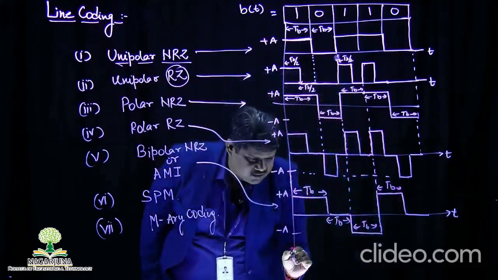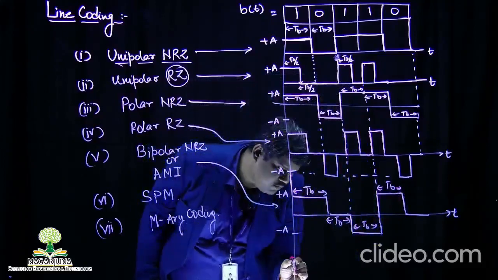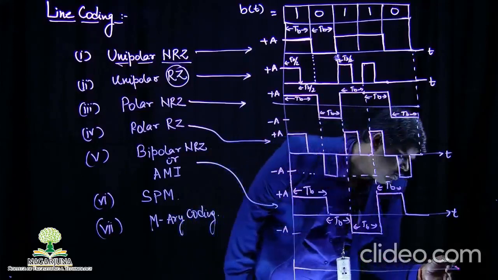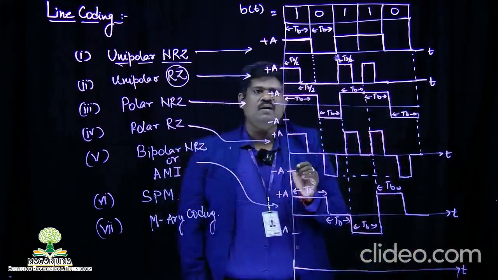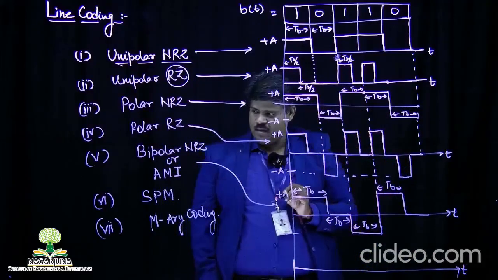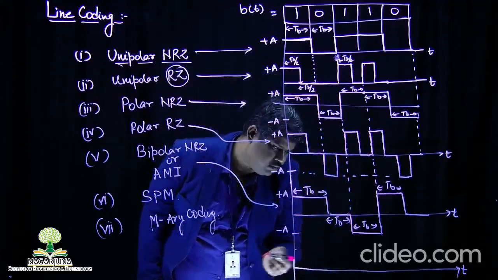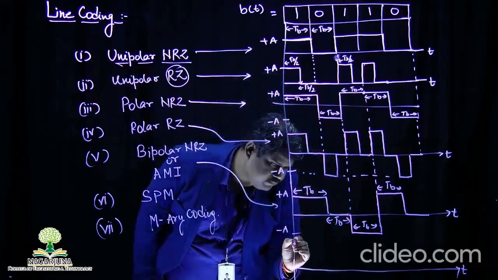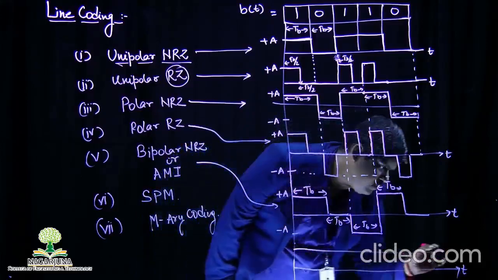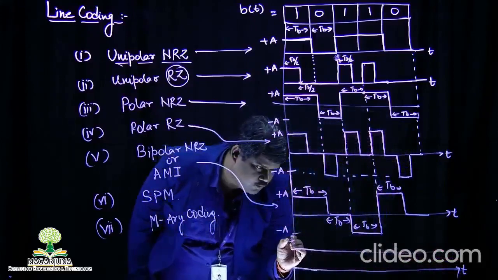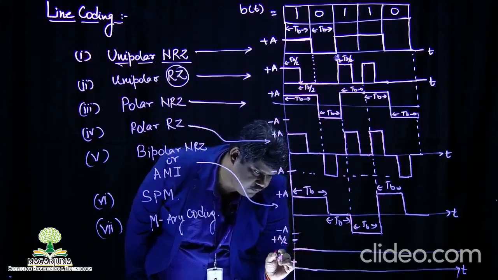Now we will go towards the second last line coding technique, which is SPM, split phase Manchester. Again, a very important and interesting line coding technique. In the split phase Manchester technique, let me draw the line again, here only, because when we go down it will be difficult to see. Suppose this is your plus A by 2 and this is your minus A by 2.